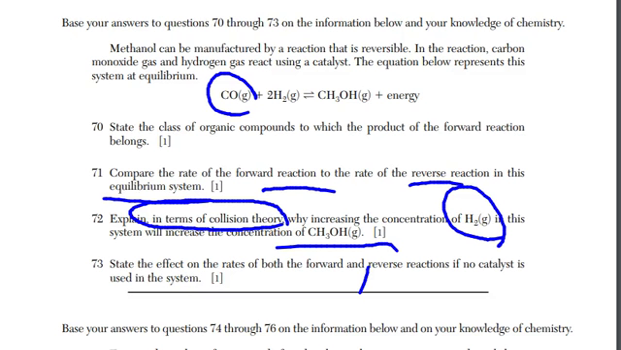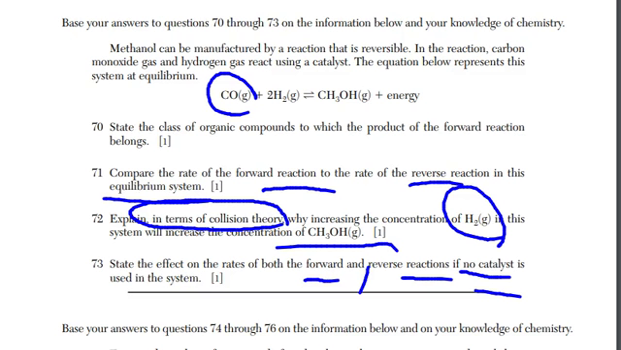73. State the effect on the rates of both the forward and reverse reactions if no catalyst was used. Well, what do we know about a catalyst? Catalysts speed up reactions. So if no catalyst is used, then the reactions are going to proceed slower. So on the answer sheet, it asked for the rate of the forward separate from the rate of the reverse, and you would put the exact same answer for both.